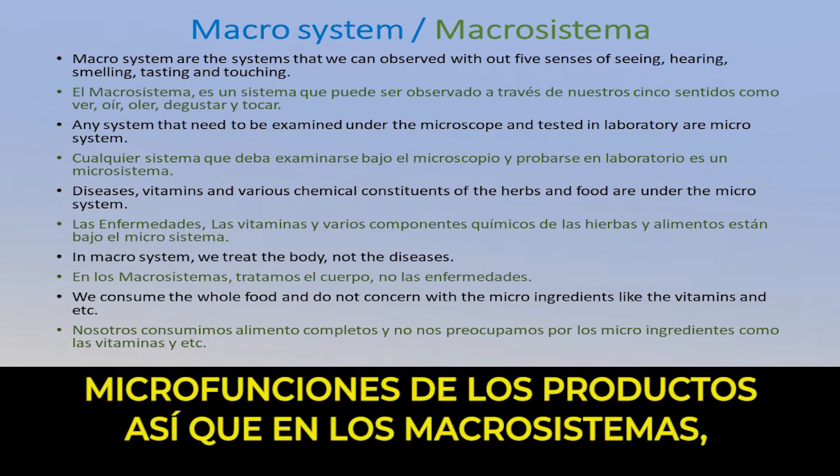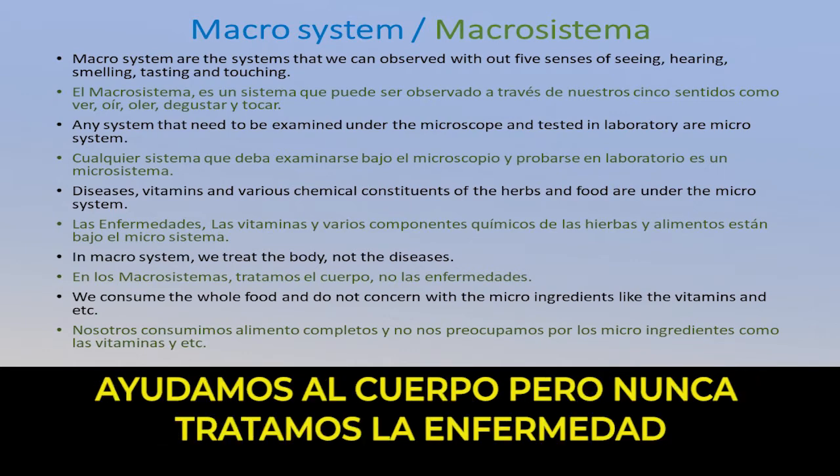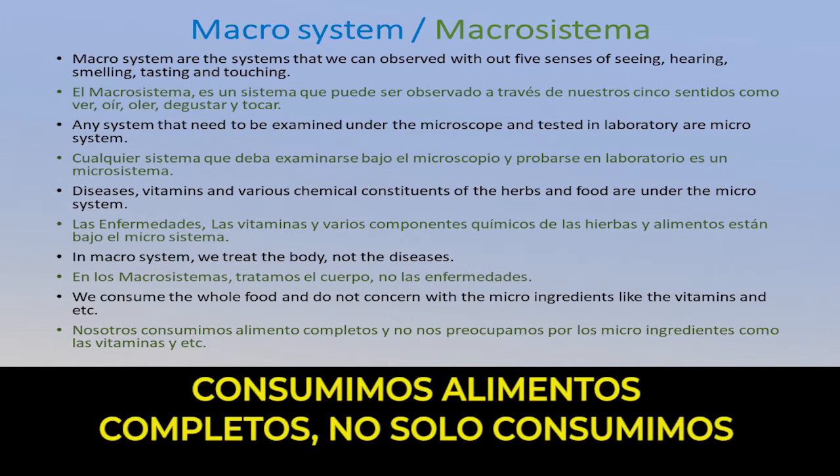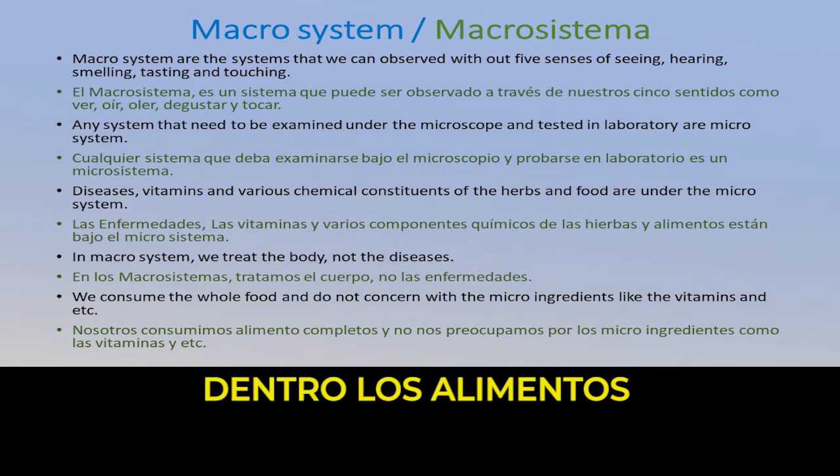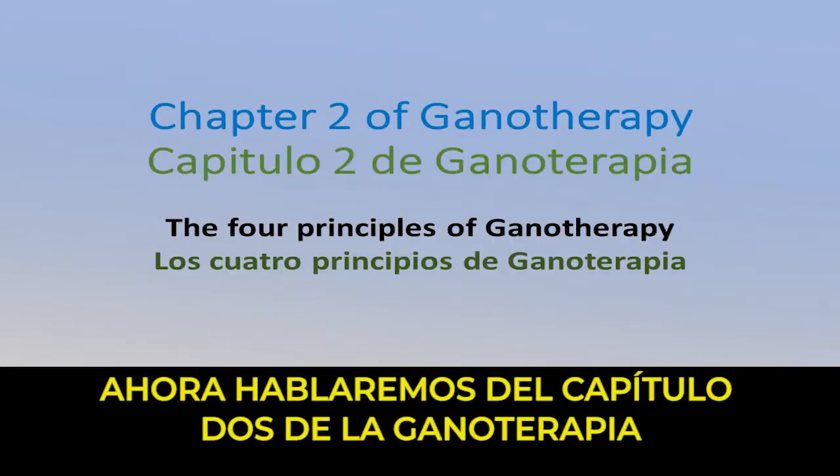So in macro system, we treat the body and we never treat the disease. Okay, we consume the whole food. We are not concerned with the micro ingredients, like the vitamins and so on, inside the food. So now we come to chapter 2 of Ganoterapy.